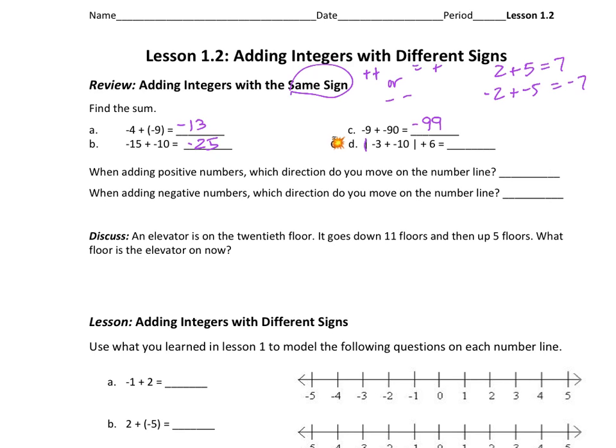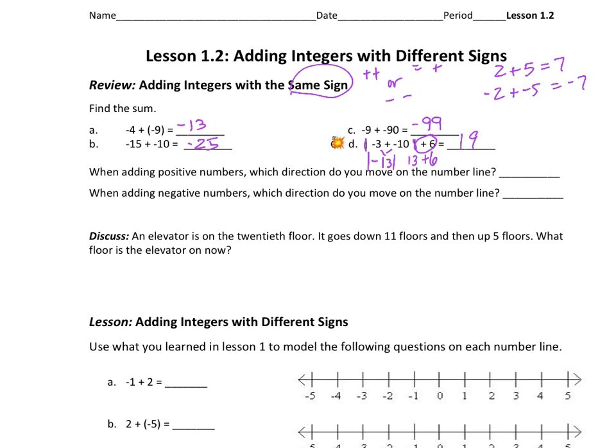Notice these straight bars surrounding this expression. Those are called absolute value bars. So what we're going to do is we're going to do whatever is there first, then take the absolute value of the answer. So negative 3 plus negative 10 gets you negative 13. The absolute value of negative 13 is 13. Then you add 6 to it. Don't forget that piece. 13 plus 6 is 19.